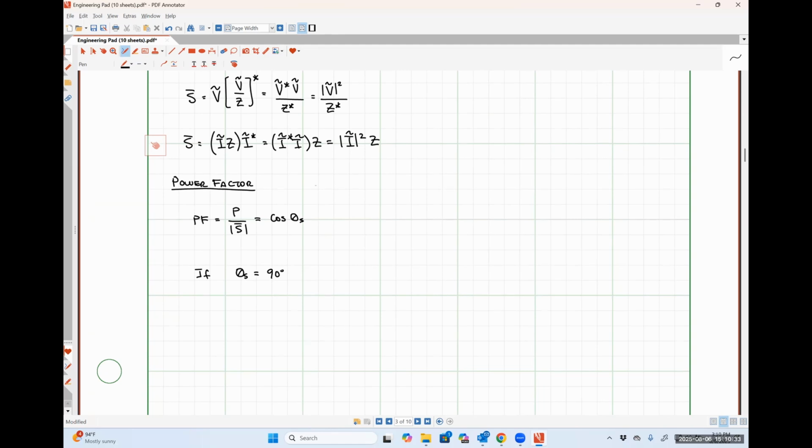If theta S is exactly 90 degrees, then that means that our power factor is 0. Okay. For theta S equal to exactly 90 degrees, this means that our load is purely inductive. So that means the resistance of our load is 0 and the reactance of our load is positive.